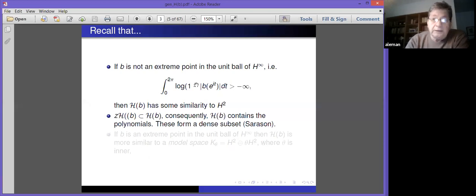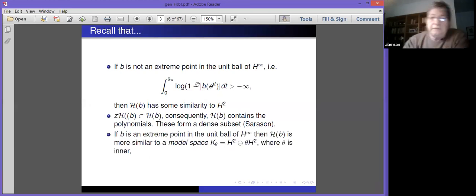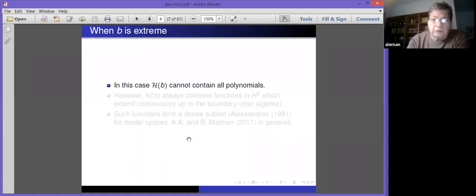While if this integral is minus infinity, then b is an extreme point of the unit ball. Then H(b) starts to resemble more a K_theta, a model space. So then the properties are quite different. Well, it cannot contain polynomials.